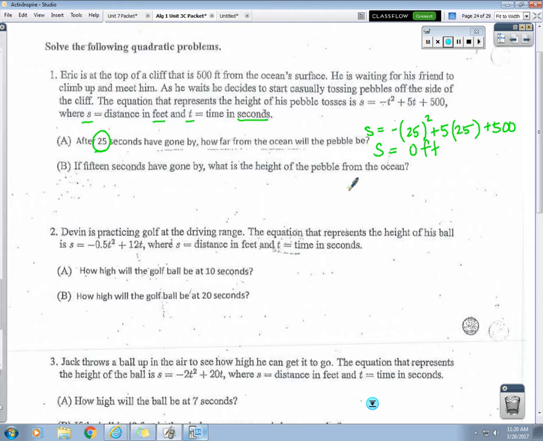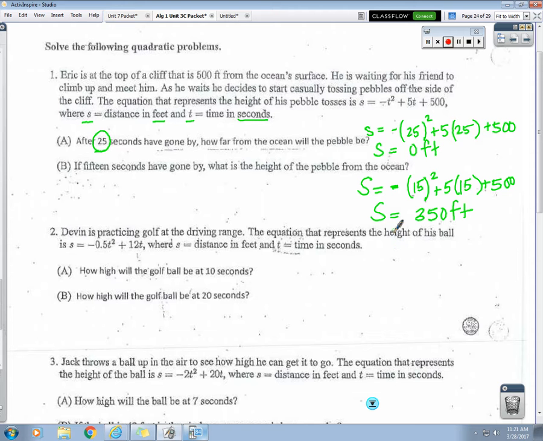Okay, if 15 seconds have gone by, what is the height of the pebble? So this time, what do we do? Right, so negative first, then in the place of t, 15. Okay, so after 15 seconds, that pebble he tossed is still 350 feet away from the water. 10 seconds later, it hits the water.